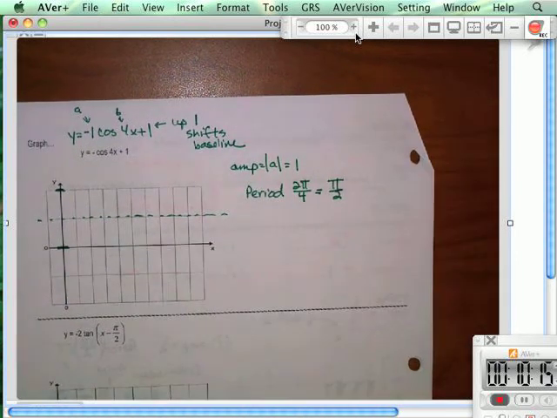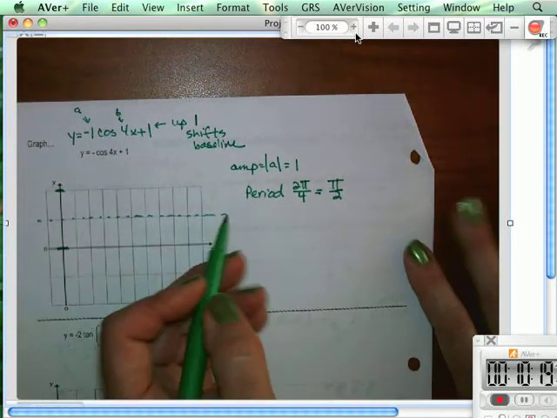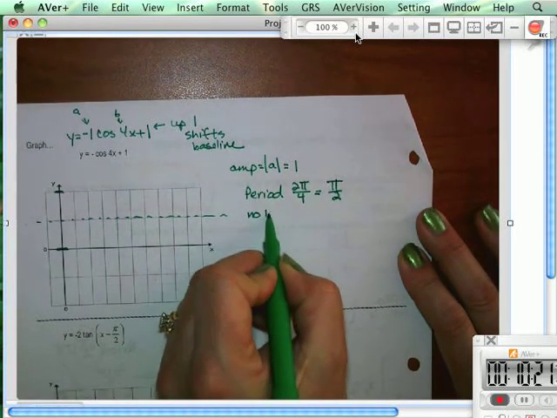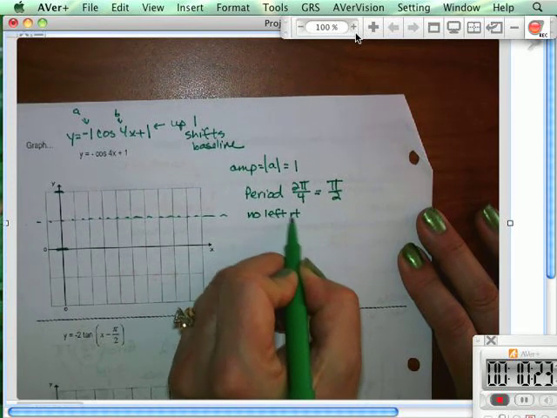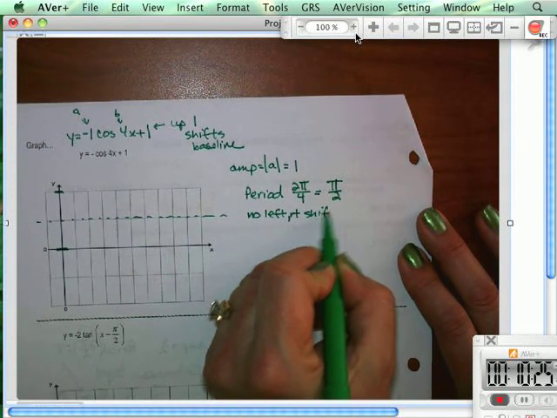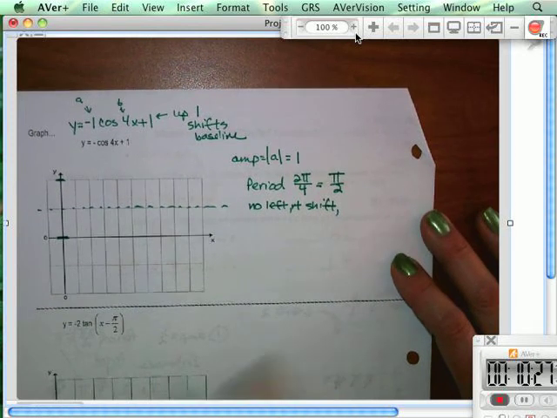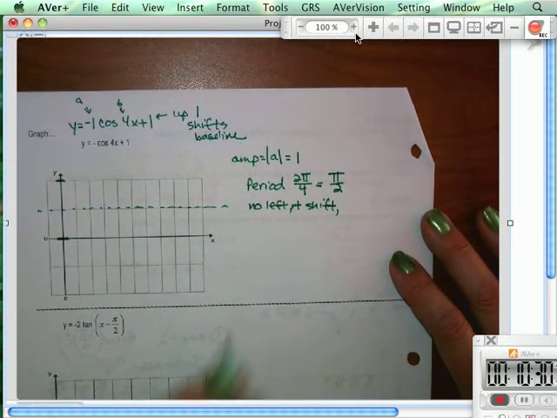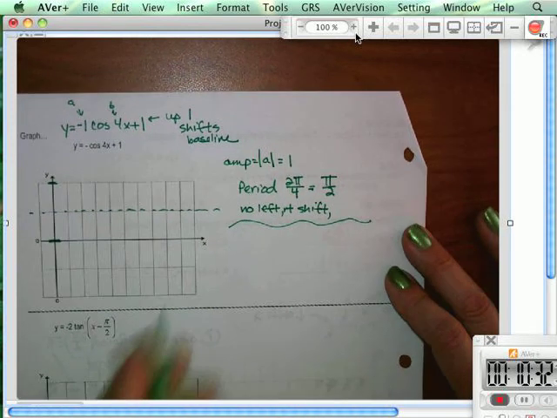Is there a shift like this, left and right? No left and right shift. I'm just identifying everything that I can here. No left-right shift in this graph. And we already did the vertical shift. Okay. Let's find our intervals.